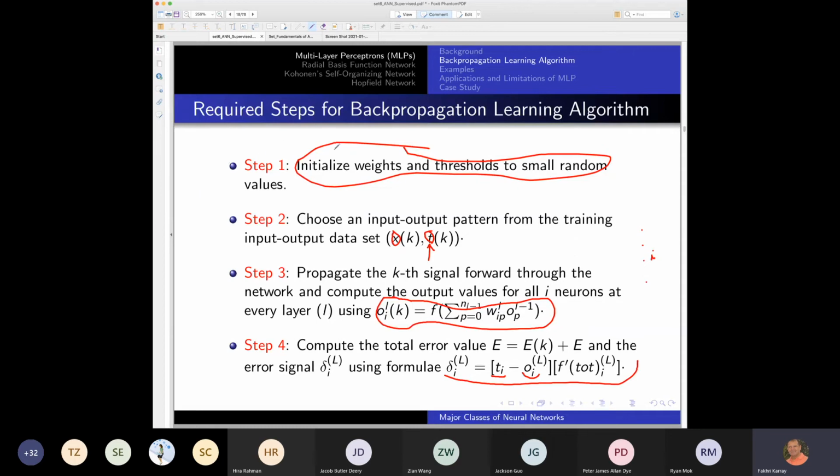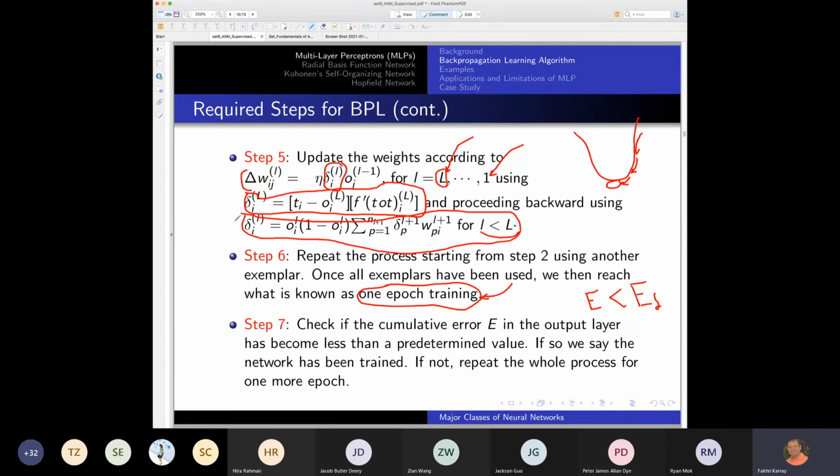But instead of initializing the weights and thresholds to small random values, we are going to utilize the latest values from the epoch training of the system. So step 1 becomes an already updated set of weights and thresholds, and then we start from step 1 and go through all the training data of the system. Okay, so these are the various steps for the back propagation learning algorithm.